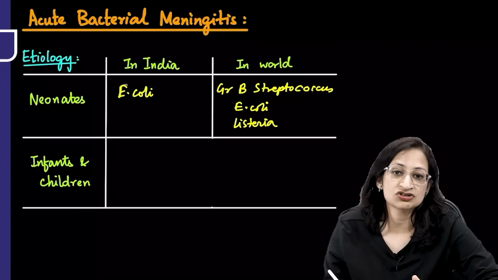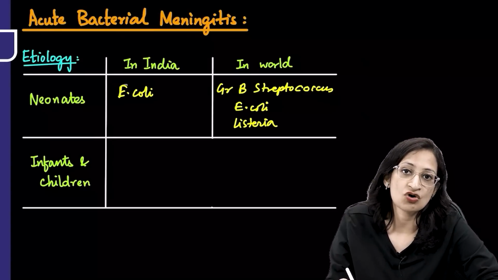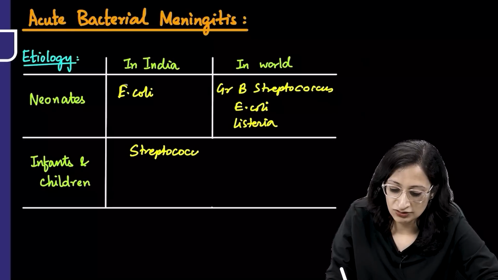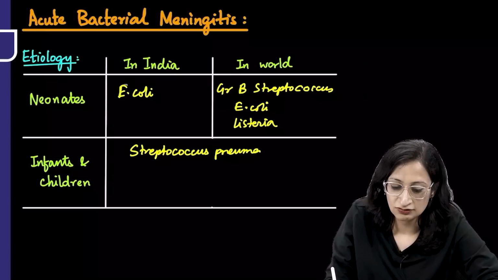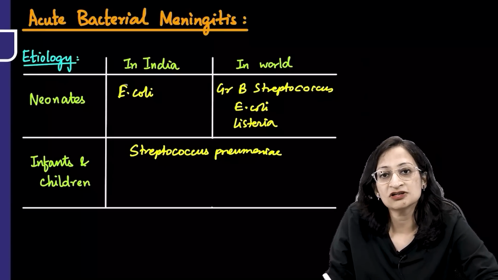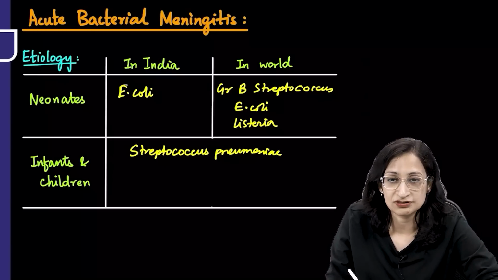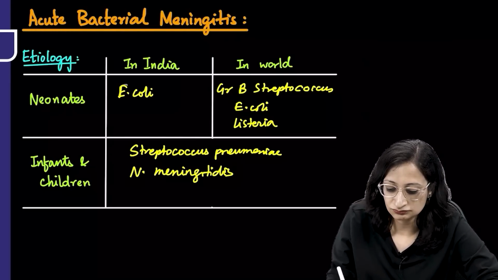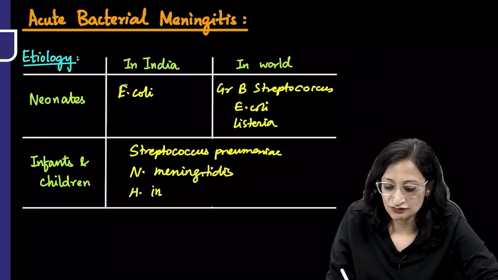Amongst the infants and children, the most common cause of acute bacterial meningitis is currently Streptococcus pneumoniae. Okay, Streptococcus pneumoniae, followed by Neisseria meningitidis and Haemophilus influenzae. So Neisseria meningitidis and Haemophilus influenzae.